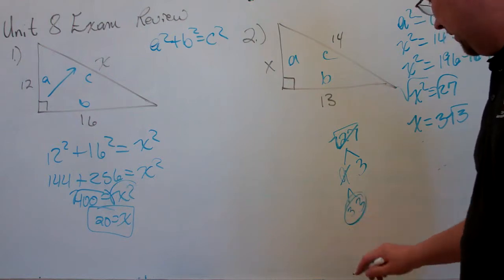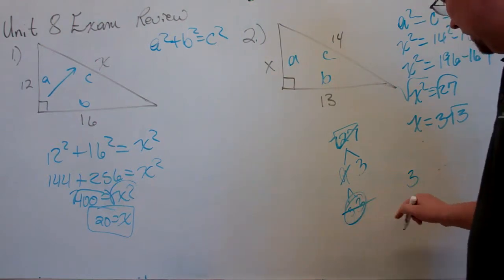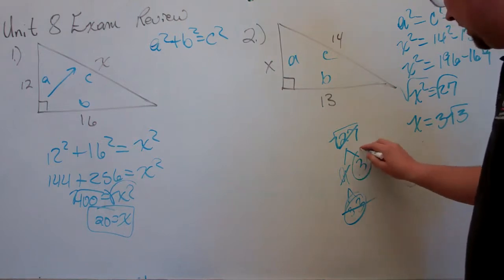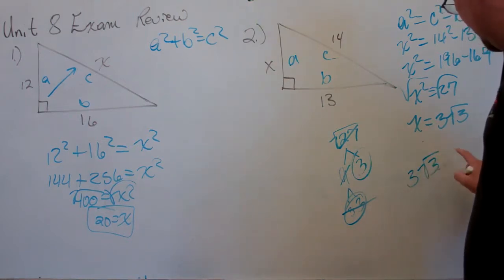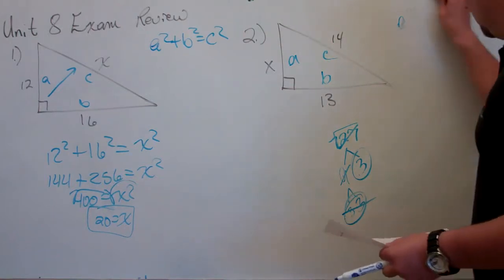So I have a pair of 3's. I can pull that out from underneath the radical. Now, I used those because I pulled it out, so all I have left is a single 3. So that has to stay underneath the radical. So 3 times the square root of 3. All right? Now let's look at number 3.